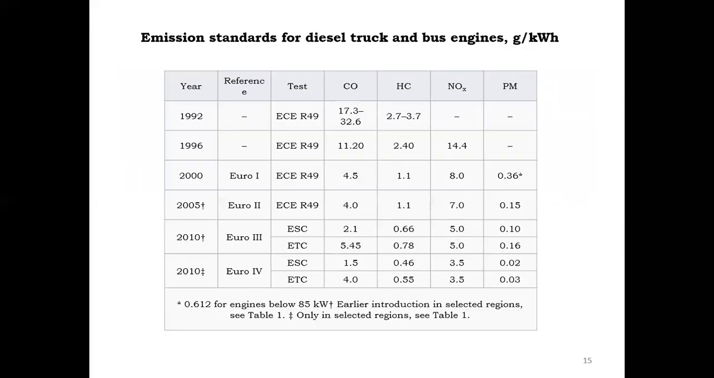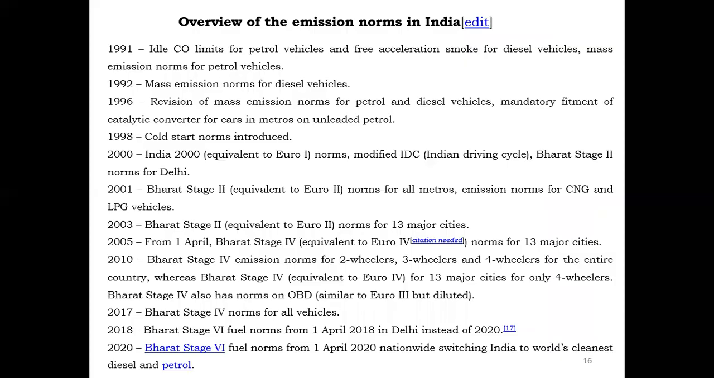This is a diesel engine and truck bus concept. So this is the overview of the emission norms in India. They implemented different conditions in different years. In 92 there were mass emission norms for diesel vehicles. In 96 the revision of mass emission norms for petrol and diesel vehicles. In 1998 cold start norms were introduced. 2000 India 2000. Similarly 2003, 2005, 2010, 2017, 18, 20 were implemented in the Bharat stage concept.